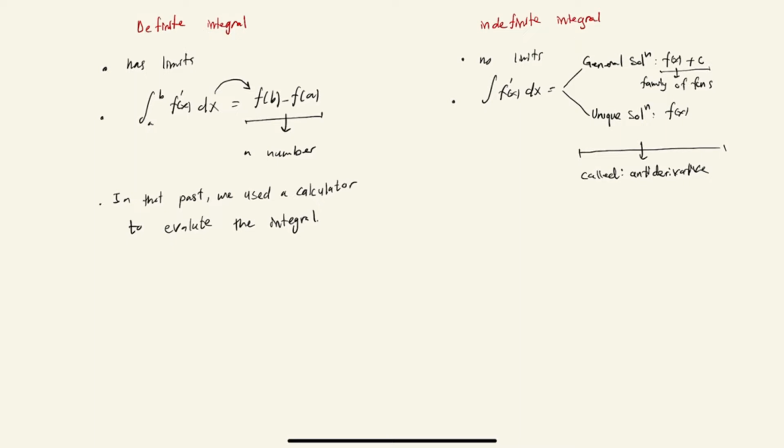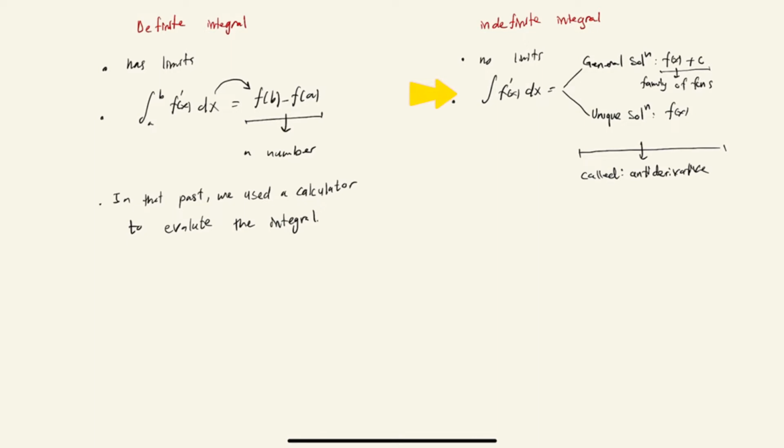Now, for the indefinite integral, note that there are no limits on the integral. For the solution, when we take the integral of f prime of x dx, it again has two solutions: a general solution and a unique solution. A general solution is in the form of F of x plus c. Remember, F of x is called the antiderivative. F of x plus c is called a family of functions or family of antiderivatives, since c can be any number.